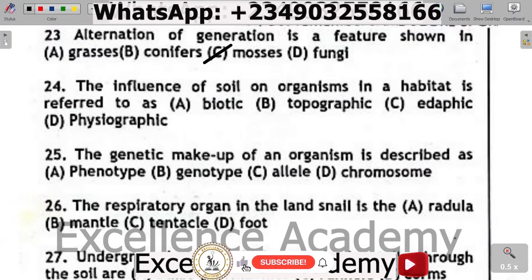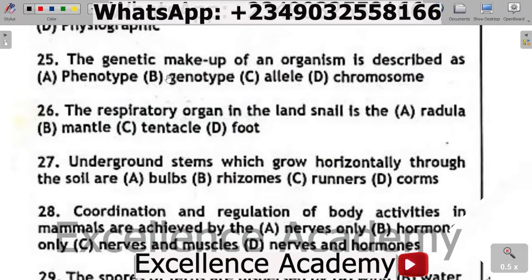Mosses. Question 24. The influence of soil on organisms in a habitat is referred to as A. Biotic. B. Topographic. C. Edaphic. D. Physiographic. Correct option is C. Edaphic. Question 25. The genetic makeup of an organism is described as A. Phenotype. B. Genotype. C. Allele. D. Chromosome. The correct option is B.